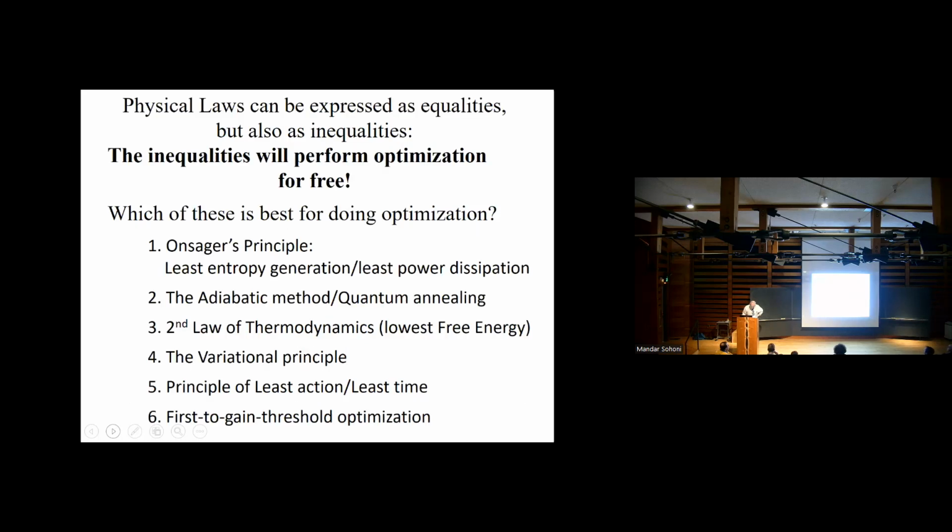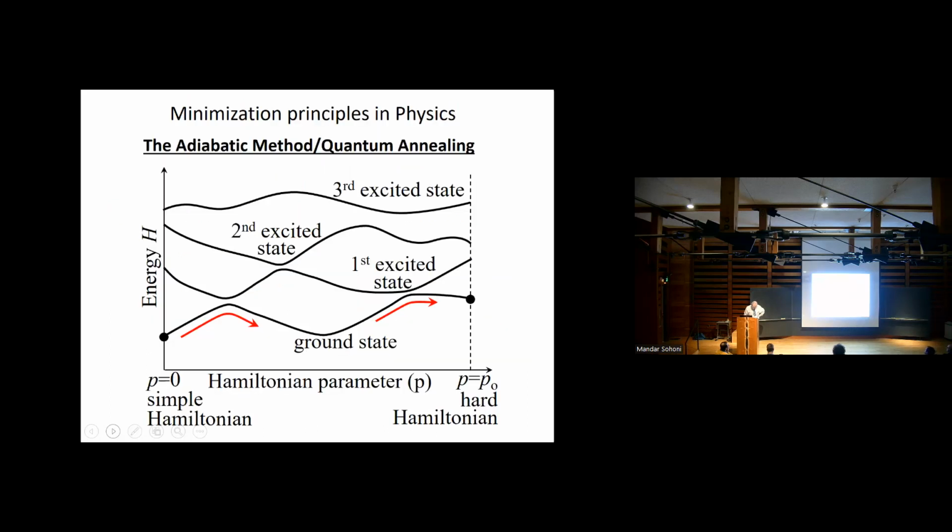And so I have my list here, and the Onsager principle is used a lot. The adiabatic method is used, let's say, by D-Wave. The second law of thermodynamics is not used. And why? And then there are these other methods that are not used either. Maybe at some point in the future, someone will figure out how to use those effectively. So what's used?